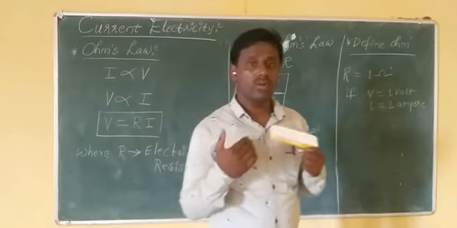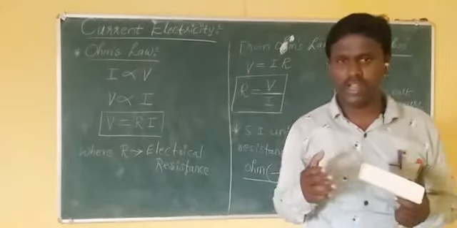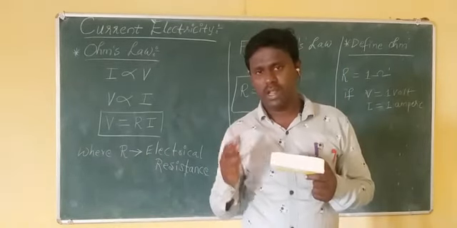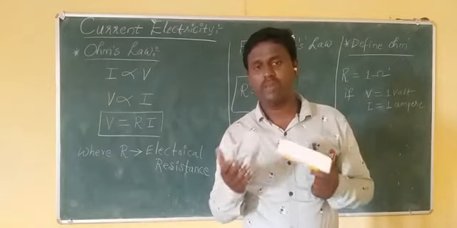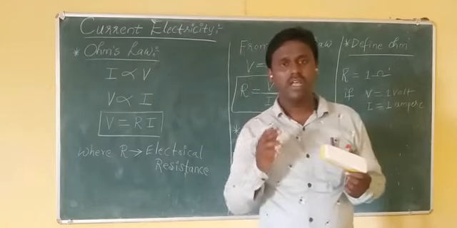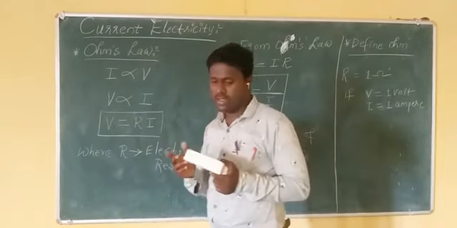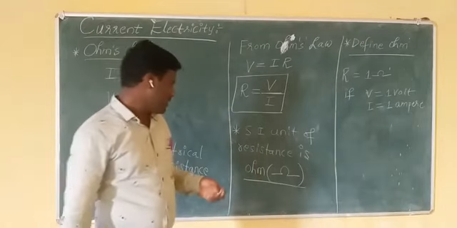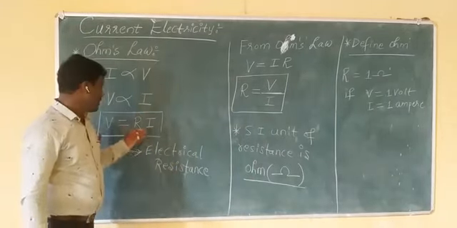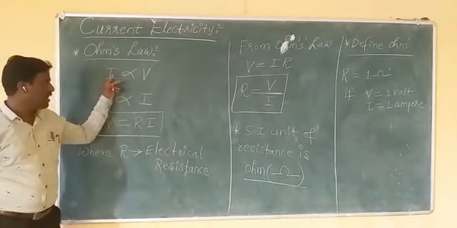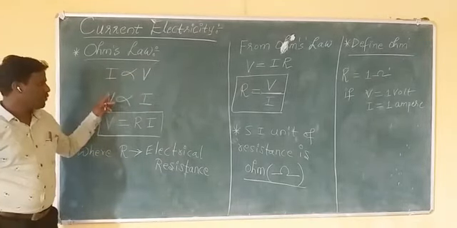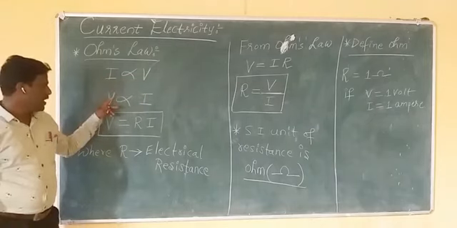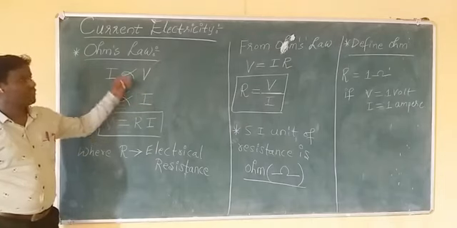So in further one chapter, alternating current, in your syllabus you have a chapter called alternating current. In that chapter you will learn that voltage and current are alternate to one another. They are not different terms. So the same thing is explained here. See, what I am telling is I is directly proportional to V, or V is directly proportional to I. If I increases, V increases. If V decreases, I decreases. So this is Ohm's law.